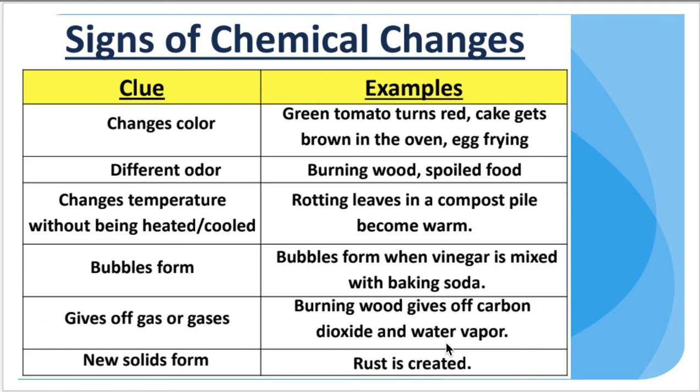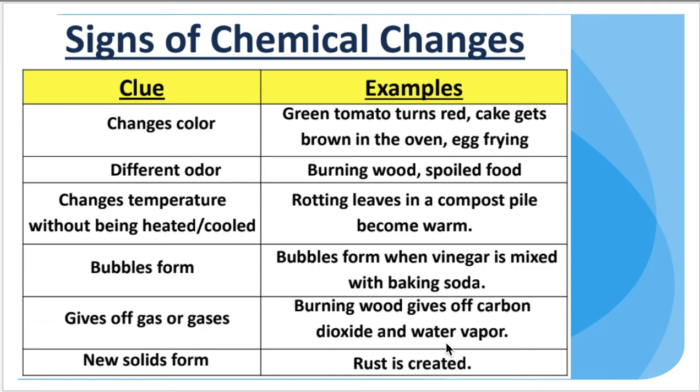We can't reverse that. It smells different, a different odor, when you're burning wood, when the food is spoiling. We do a lot of that at my house. We don't eat all of our cuties, our little oranges, and they'll turn brown, and that makes a bad stink. That is a chemical change. Changes temperature without being heated or cooled, okay? So leaves in a compost pile get warm because they're rotting. They're going through that chemical change.